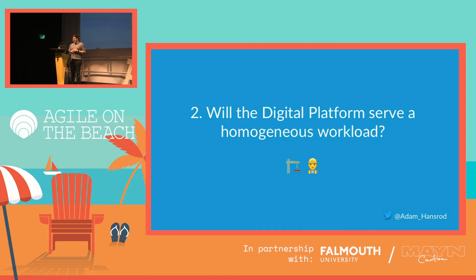Will they have a homogeneous workload? I had to look up how to say that. But basically, if you're building digital services, build something around it that works really well for digital services. You know, a crane, for example, is really good at picking stuff up, putting stuff down, it's really bad at digging stuff. It's serving a really homogeneous workload, right?